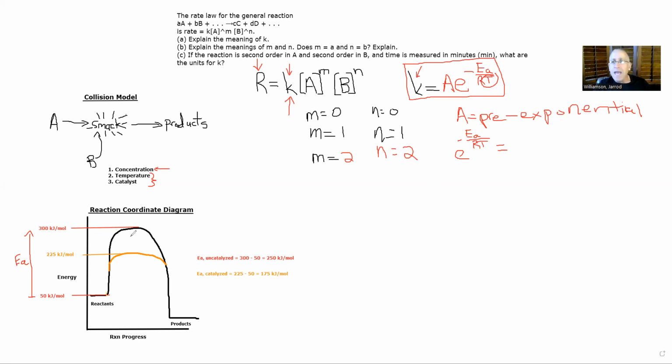If I use a catalyst, and I've taught you guys how catalysts work before, a catalyst finds an alternate reaction pathway with a lower activation energy barrier. So if I have a catalyst, this will be Ea cat.